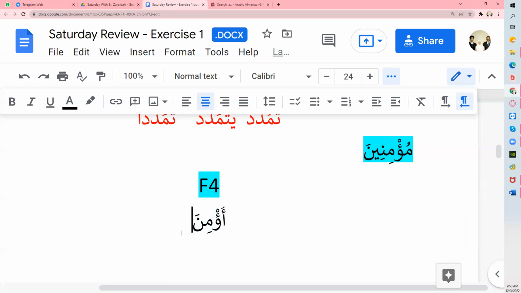Okay. So then the present tense active is yu'minu. I'll type the active one first. Yu'minu. So now when we make it passive, we have the u already, so this one has to become yu'manu, because of the u sound.